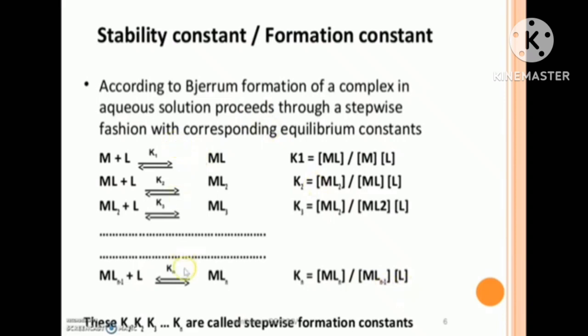Here the stability constants K1, K2, K3, etc., Kn are called stepwise stability constants or stepwise formation constants.